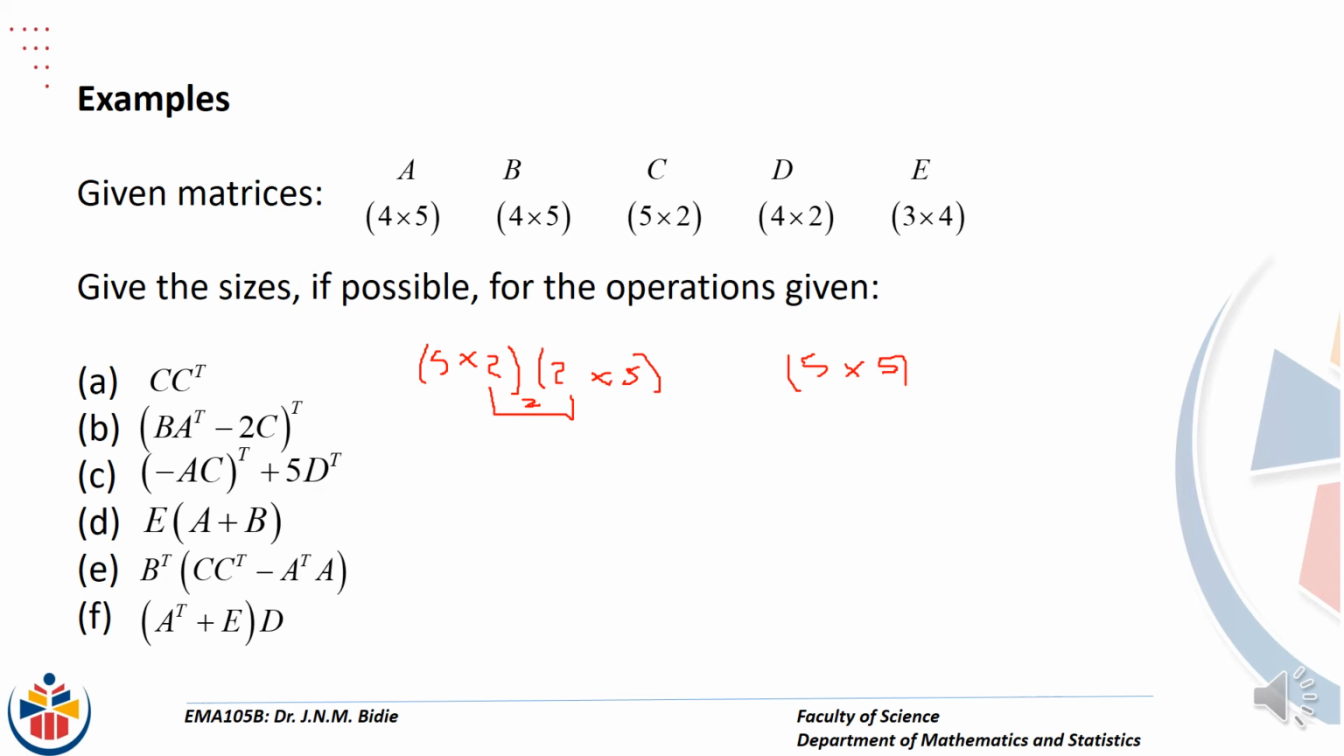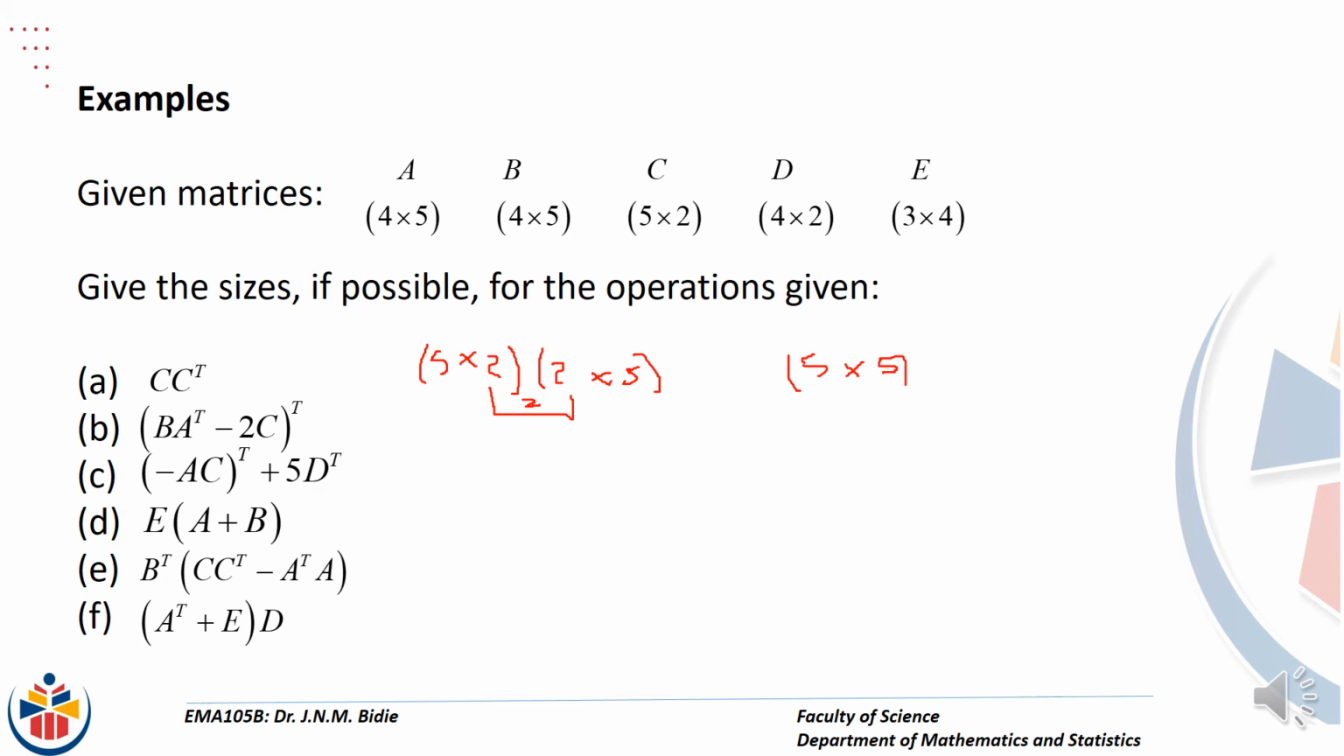Note B and A transpose. Is it possible? B is a 4 by 5. A transpose is a 5 by 4. Yes, it's possible. So B times A transpose will give us a 4 by 4 matrix, right?